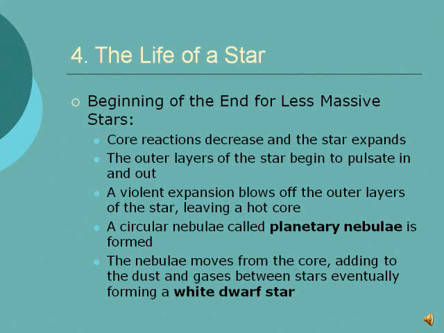The beginning of the end for a less massive star, such as our sun. The core reactions decrease and the star expands. The outer layers of the star begin to pulsate in and out. A violent expansion blows off the outer layers of the star, leaving just the hot core. A circular nebula called the planetary nebula is formed, and the nebula moves from the core, adding to the dust and gases between the stars, eventually forming a white dwarf star.